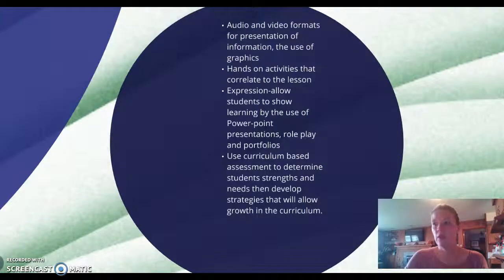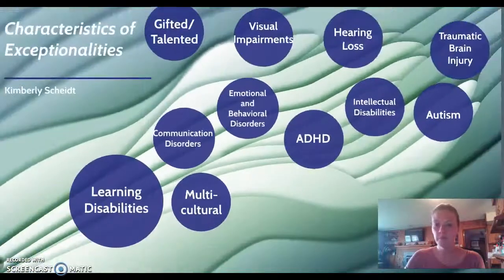To help these students out, I would present my information in more than one format, such as audio and visual. Use graphics to make the lesson concrete. I would offer them hands-on activities that relate to the lesson so they can see, hear, touch, and move. I would allow students to show their learning in various formats, such as a PowerPoint presentation or role-playing.